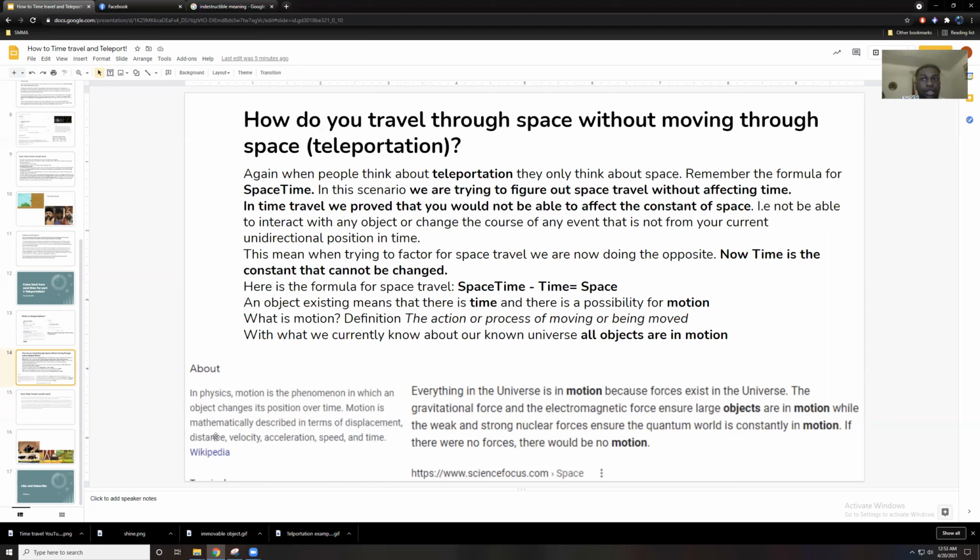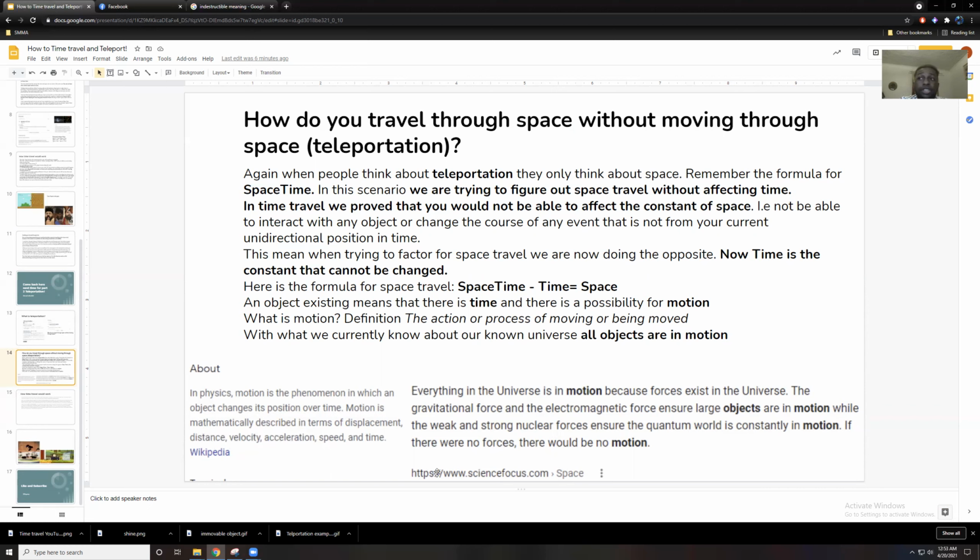All of these other things right here are factors of space. Time is the only one that goes hand in hand with space, because you cannot have space without time and you cannot have time without space. All of these other things are byproducts of the laws of the universe that we currently live in.